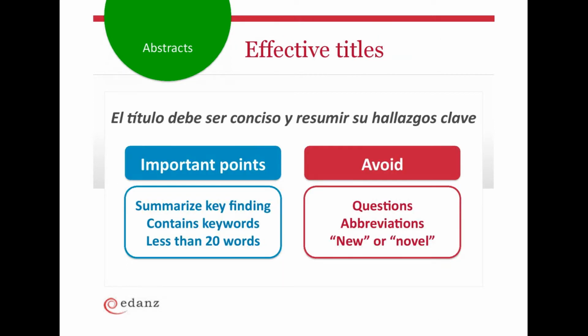Now, many authors ask me, how do you write an effective title? Well, there are three things you should do. First, your title should summarize your most important findings. Your title is used in indexing on online databases, so make sure that your title contains keywords.